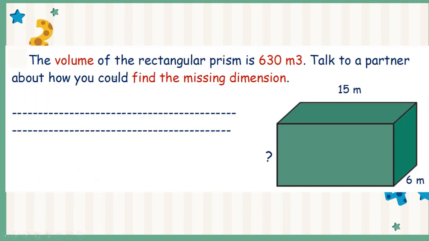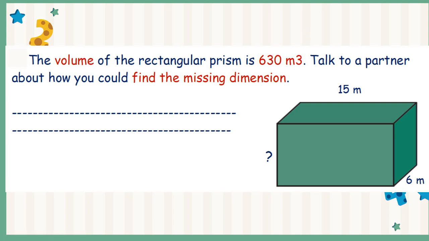What about this last question we have here? The volume of the rectangular prism is 630 meters cubed. Talk to a partner about how you could find the missing dimension. What is the missing dimension here? This one. Okay, we have this side is 15 meters and this side is the length, which is this one and this one. All of the lengths are equal, and this side is 6 meters, which is the width. But the missing one here will be what? It will be the height. Which formula will we use?